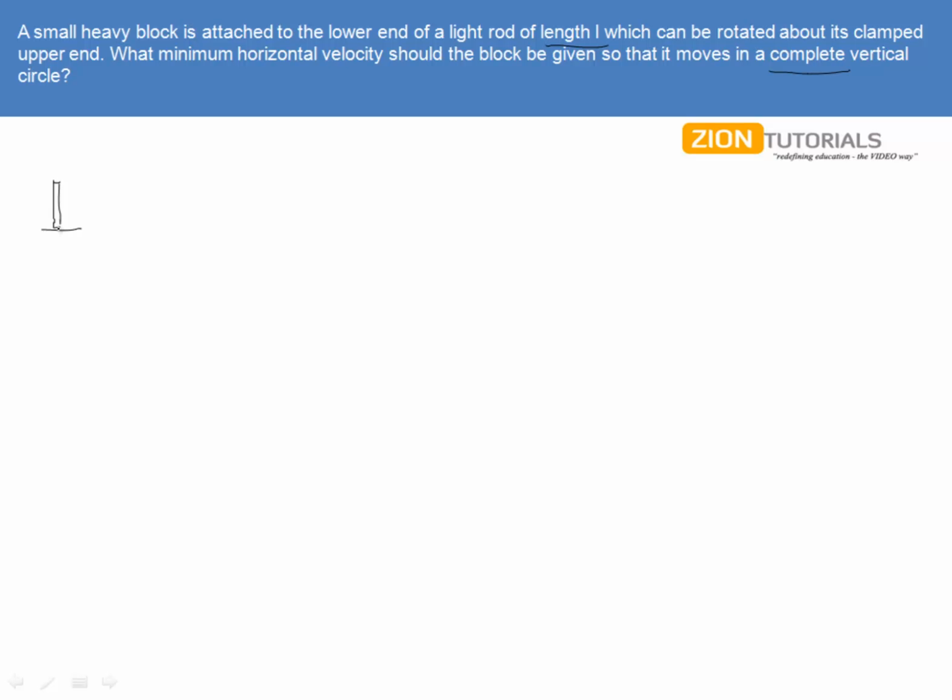to which a block of mass m has been attached, and they want to know the minimum horizontal velocity which will be able to make this block move in a complete vertical circle. Now we know that if it is possible to make this block reach the highest point, then obviously the slightest momentum will make it fall, and it will be able to complete the motion. So the problem is only to make it reach the highest point, right?